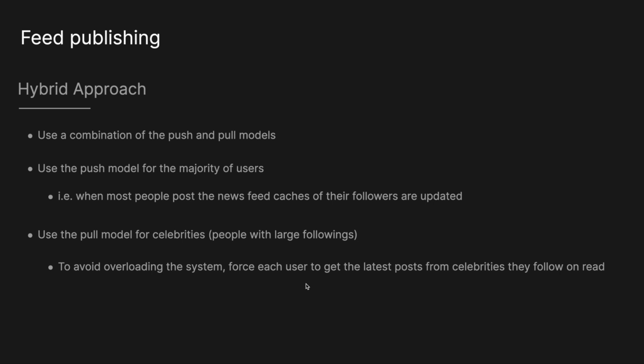And again, the whole point of this is to avoid overloading the system. And so therefore we force each user to get the latest posts from celebrities they follow on read. So it's this hybrid approach that really solves this feed publishing and feed retrieval problem really well. And I think this is what a lot of interviewers want to see: do you know the pros and cons of both the push and pull models, and the hybrid approach as the ultimate solution.